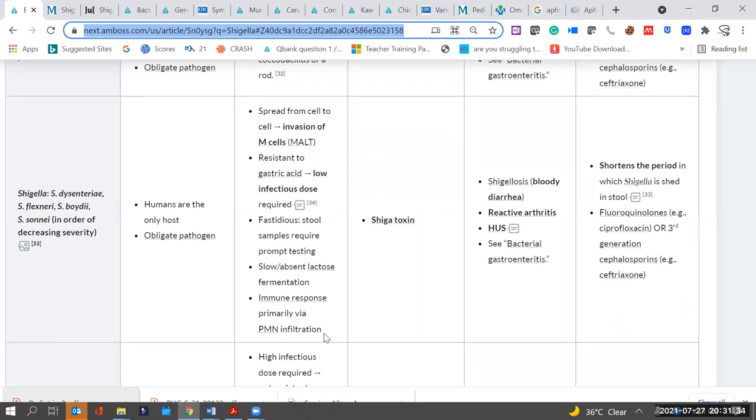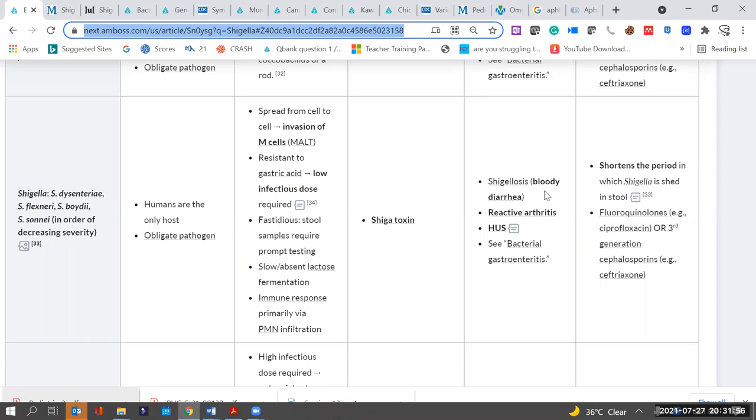Of course, neutrophils and lymphocytes. Macrophages are the ones in the tissue, and they are the first line defenders. And neutrophils in the blood are the first line defenders. They have this Shiga toxin, and this Shiga toxin is responsible for creating this one. So Shigellosis is called bloody diarrhea. We will see bloody diarrhea.